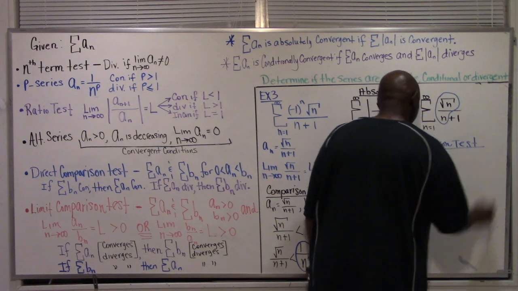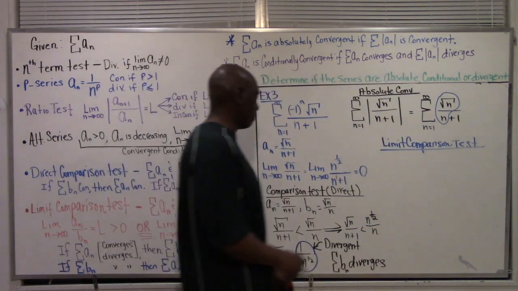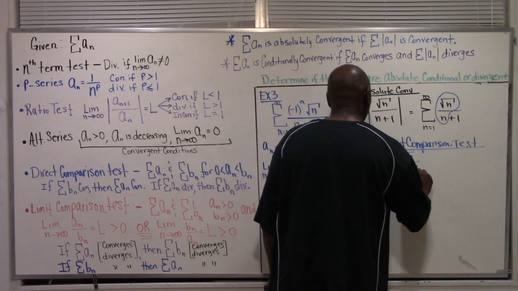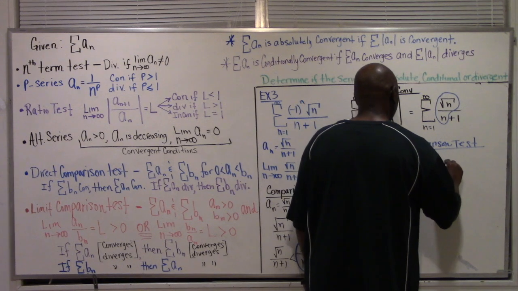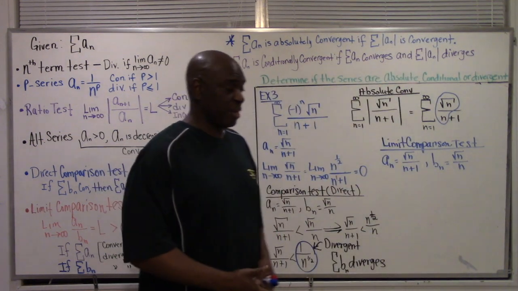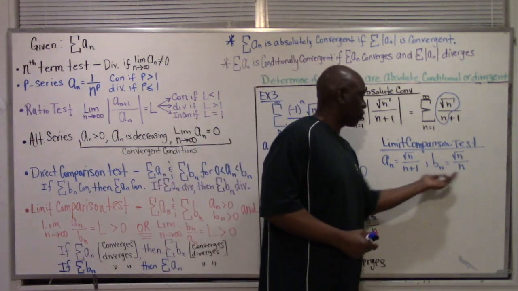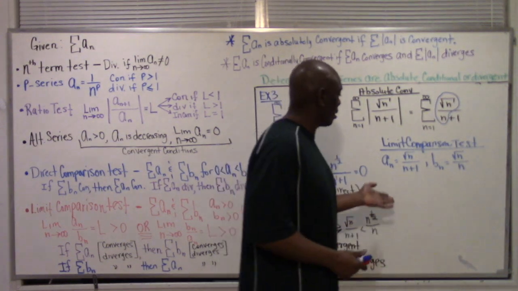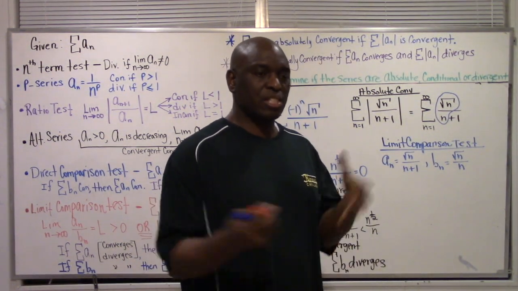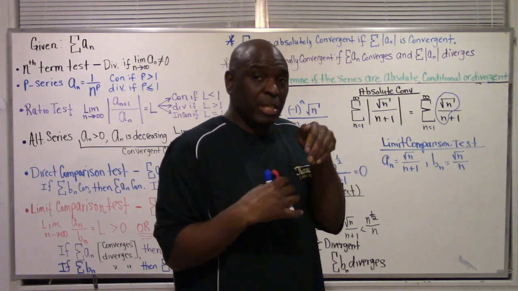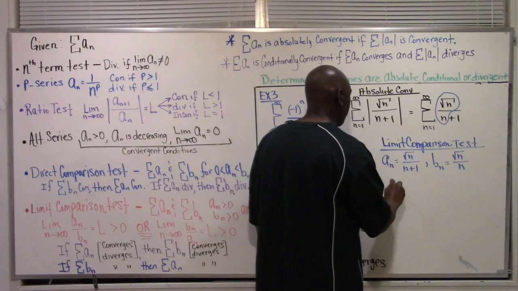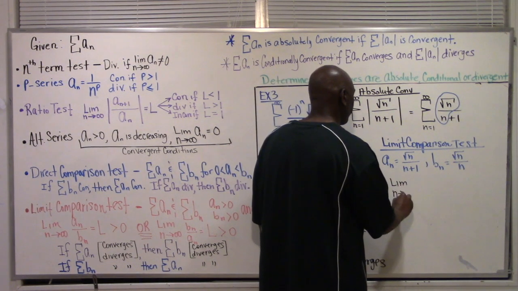The limit comparison test. All right, so we have our a sub n. a sub n is the square root of n over n plus 1. We have our b sub n. b sub n is the square root of n over n. The limit comparison test says if both of these sequences are positive, and they are for every value of n from 1 to infinity, then we can look at the limit as n gets large of the ratio of either one, b sub n over a sub n or a sub n over b sub n. It doesn't matter. Just choose one of them. So I want to look at the limit as n goes to infinity.